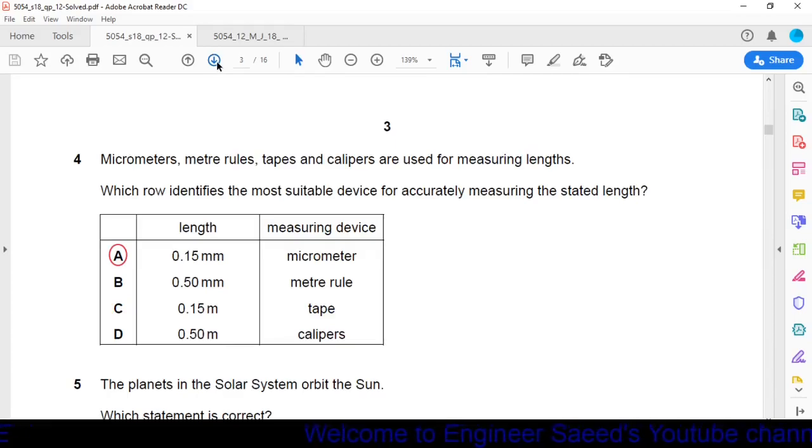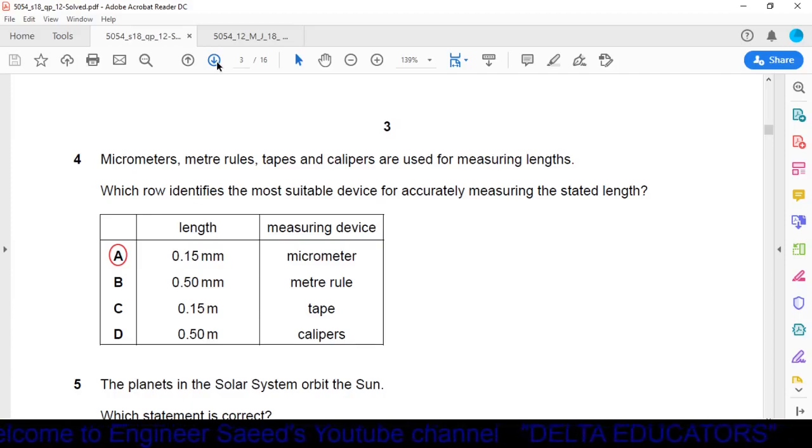Question number 4. Micrometers, meter rules, tapes and calipers are used for measuring lengths. Which row identifies the most suitable device for accurately measuring the stated length? Okay, option A, 0.15 millimeter and the measuring device is micrometer. Yes, it is the correct option. Usually, a micrometer is used to measure a length given in millimeters. Okay, we read the other options also. Option B, 0.50 millimeter and the measuring device is meter rule. Normally, a meter rule is used to measure length in centimeters. So option B is incorrect.